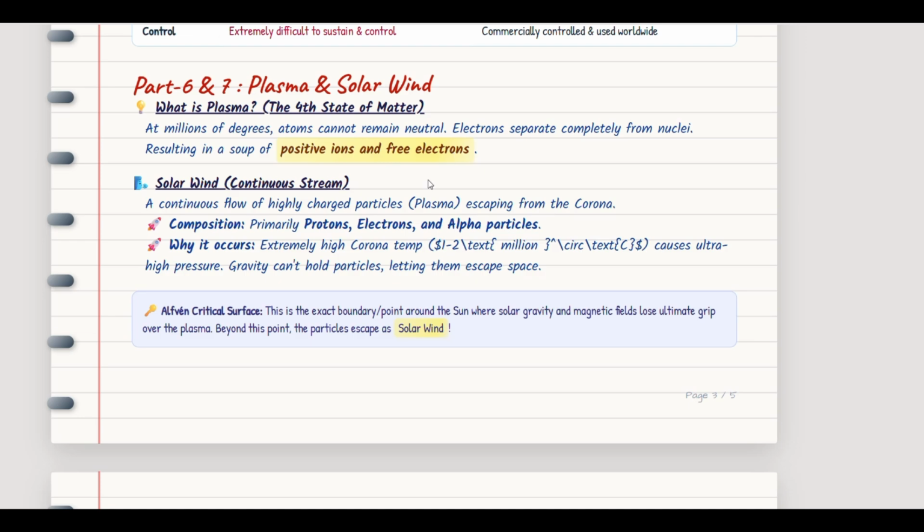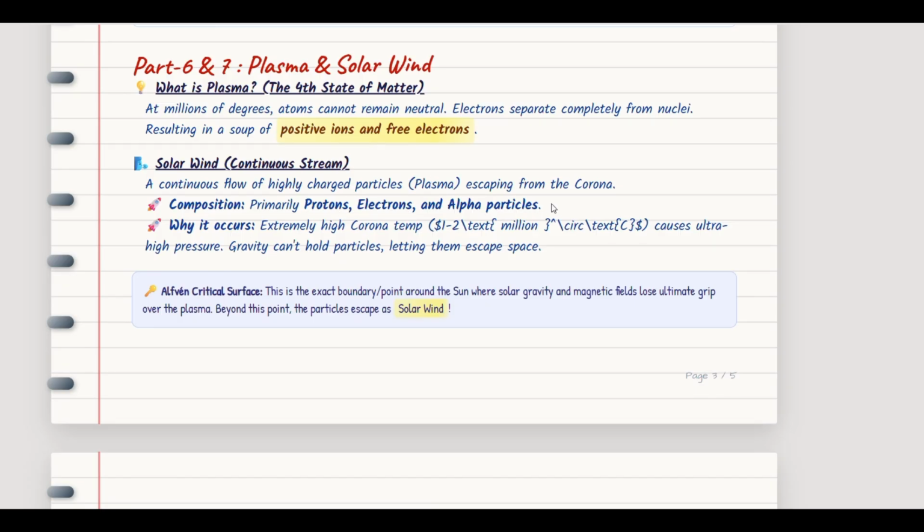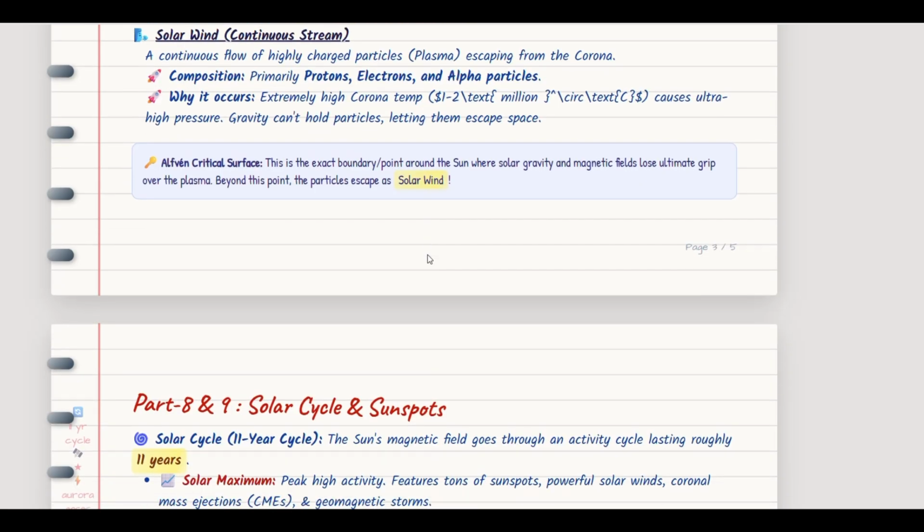Now, what is the solar wind? After the last layer of the sun, the corona, a continuous flow of charged particles flows out in the wind. That is the solar wind. Protons, electrons and alpha particles are present in the solar wind, and it continuously flows in space. Why does it occur? Because of the extremely high coronal temperature, which causes ultra high pressure, and gravity can't hold those particles, letting them escape into space. That's it.